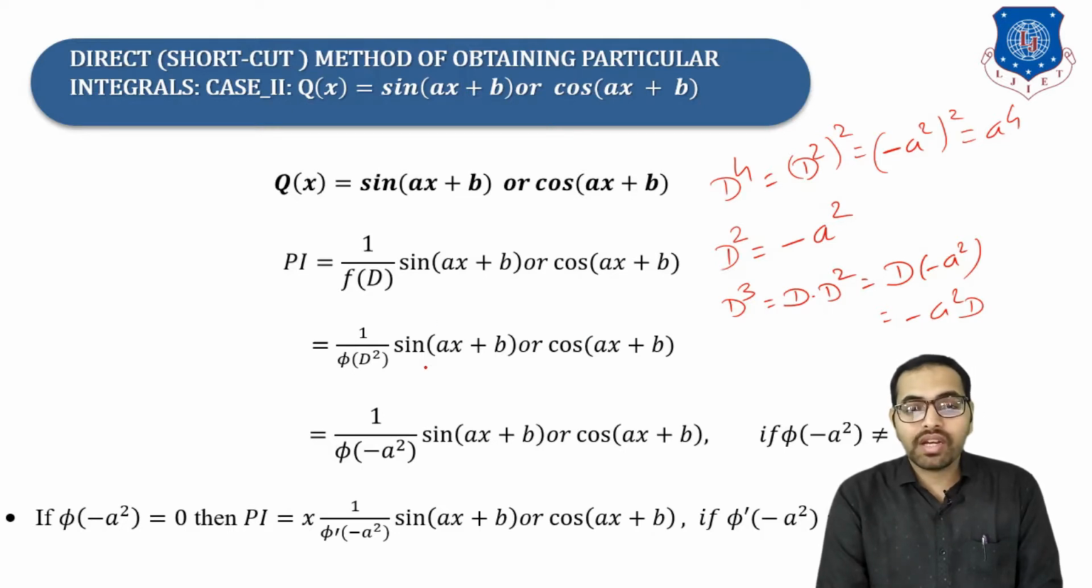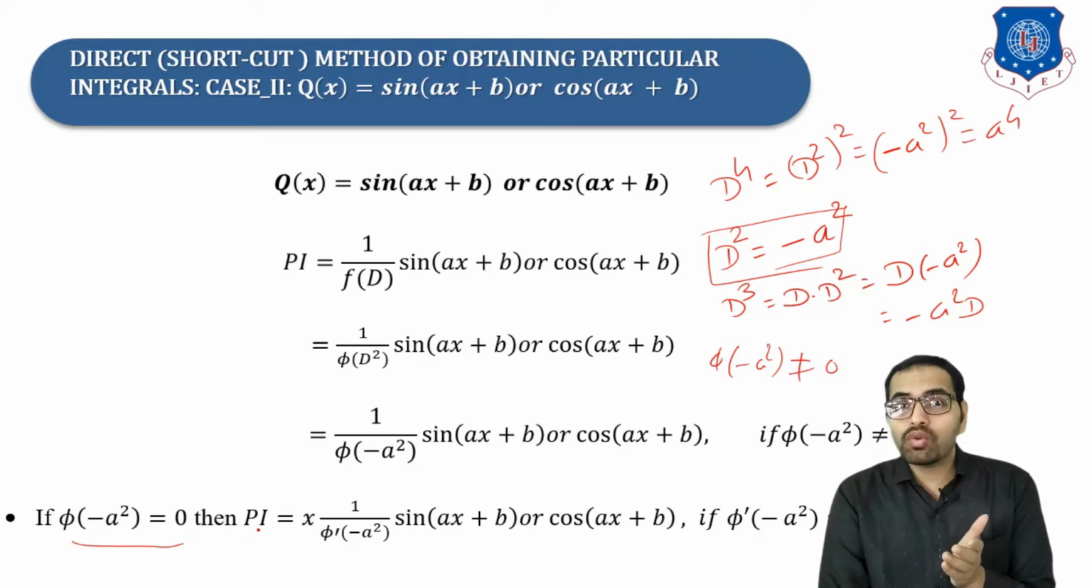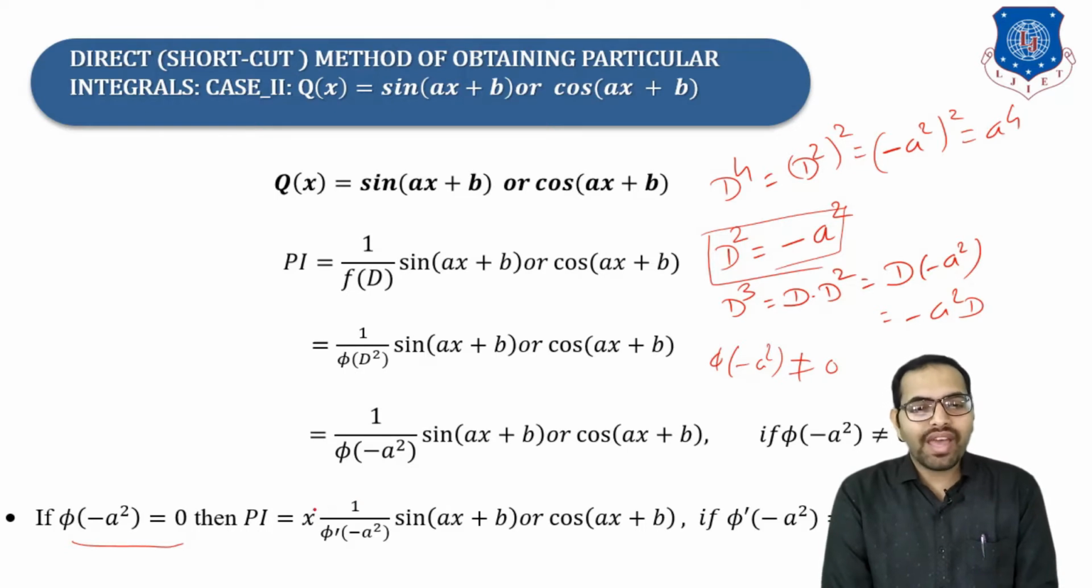Whenever our Q of x is in terms of sine or cos, there is a little condition: phi of minus a square not equal to 0, then we replace D square equal to minus a square directly. But if it becomes 0, then according to the last method, multiply with x and take the derivative of that term, so x upon phi dash of minus a square sin(ax+b) or cos(ax+b), with the condition that phi dash of minus a square is not equal to 0.